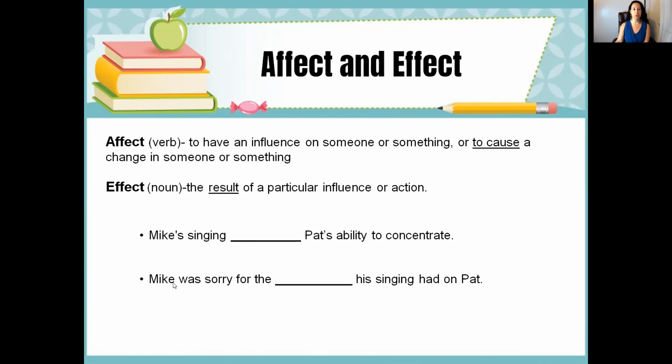Okay, let's look at this one. Mike was sorry for the blank. So Mike was sorry for the verb. Is it an action or was it a noun? Still a little confusing, right? Okay, let's look at the answers. I'll explain.